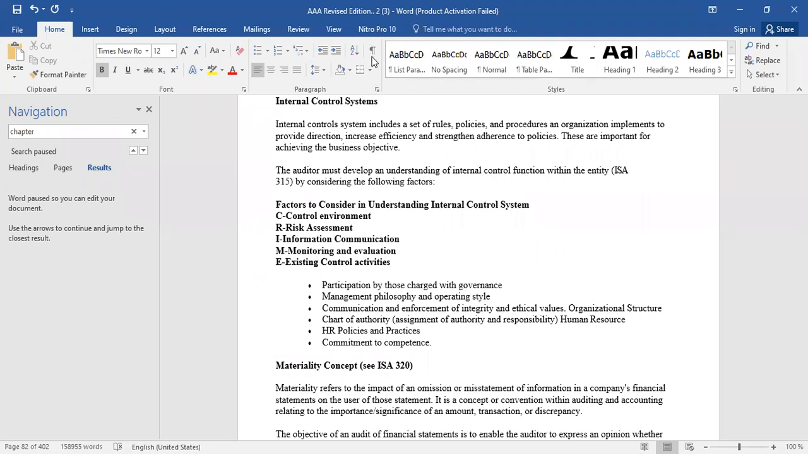Somebody has given me something. Let me see on the chat. Risk assessment, risk management, monitoring. Yes, thank you very much. Thank you very much. Those are very right.